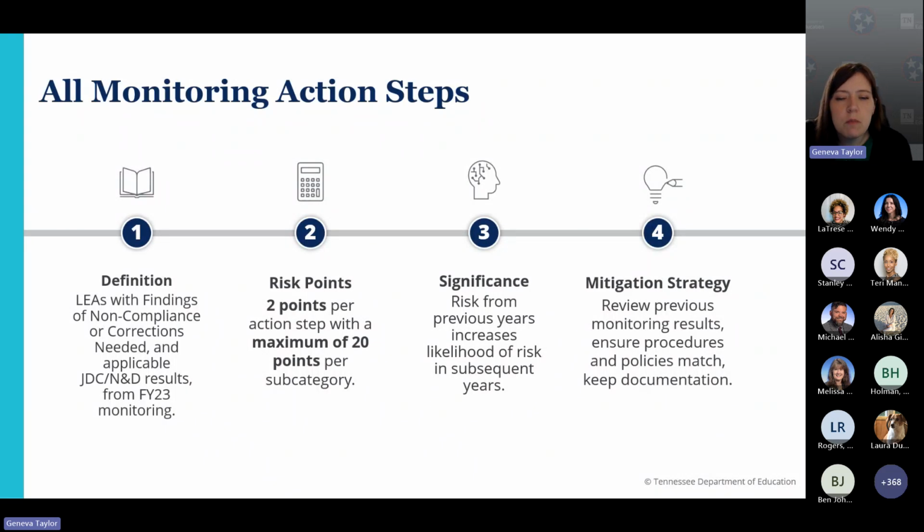So reviewing your previous monitoring results, whether or not you were employed last year when monitoring occurred, you can go back through ePlan and look at that historical documentation. You can also review policies and procedures to make sure that they match up and keep your documentation that proves that you were compliant for that previous school year.